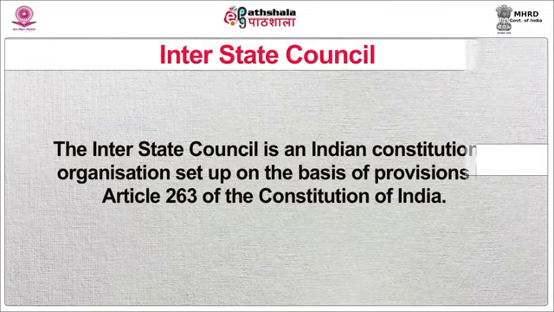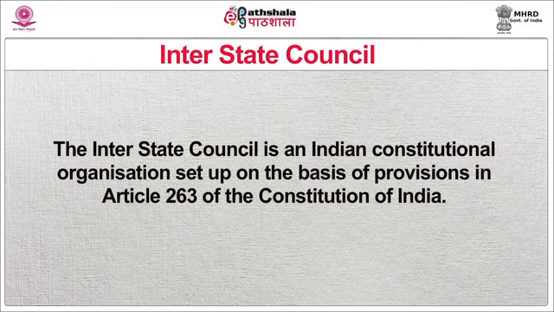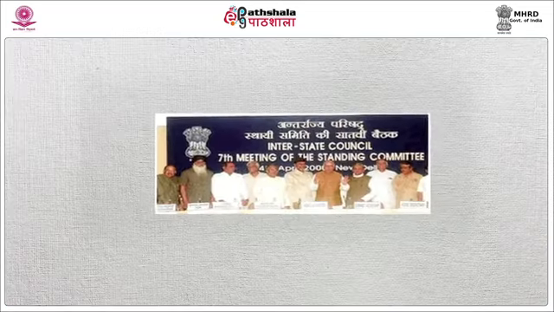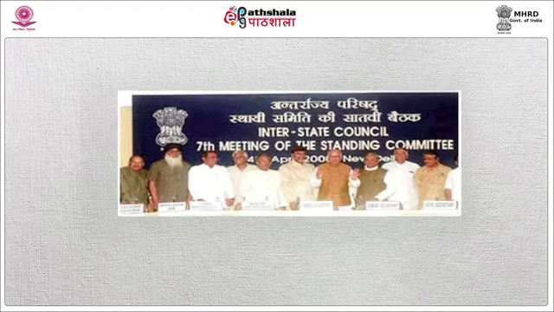Interstate Council. The Interstate Council is an Indian constitutional organization set up on the basis of provisions in Article 263 of the Constitution of India. The organization was established by a presidential order dated 28 May 1990 on the suggestion of the Sarkaria Commission. The Council is designed for discussing or examining policies, subjects of common interest, and disputes amongst the different states of the country. Article 263 of the Indian Constitution offers for the formulation of interstate councils.